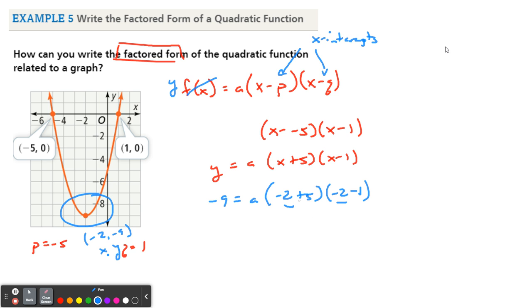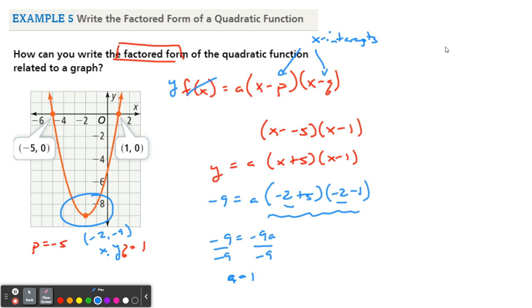And now we're going to type this into Desmos all at once, not the a, just -2 plus 5 in parentheses times -2 minus 1 in parentheses. This is going to give you -9. This will be the coefficient of your a. -9 equals, again, it just so happened it was also -9, equals -9a. To get a by itself, divide by -9, and your a value is 1.